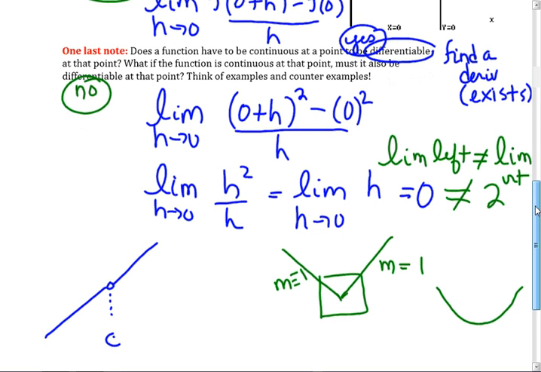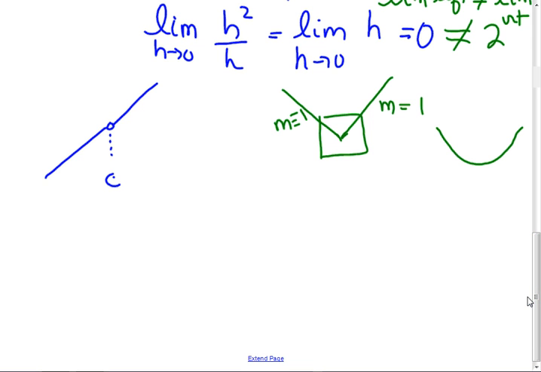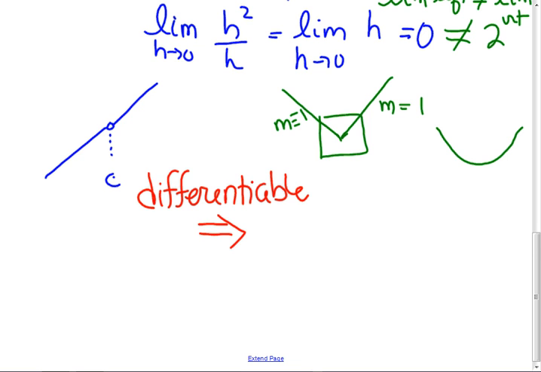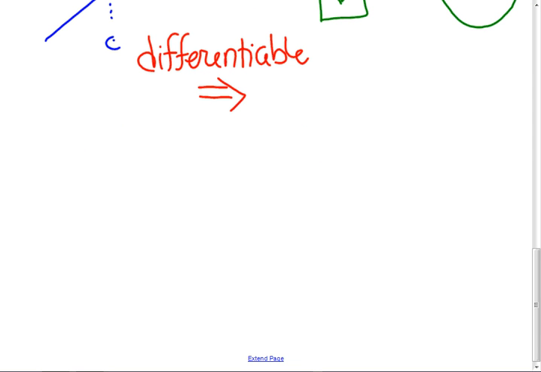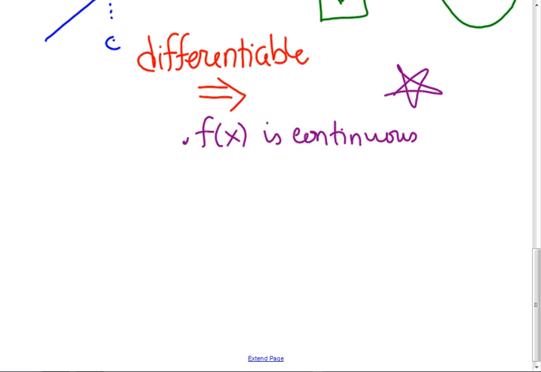Now, one last thing. What information do you get if you were told that the function's differentiable? Do you have to have a continuous function? Yes. So the symbol for implies is this little symbol like that. They're going to tell you that you have a function that is differentiable. And when you know that, you now know that f of x is continuous. That's huge. They're not going to tell you it's a continuous function. They're going to say it's differentiable.